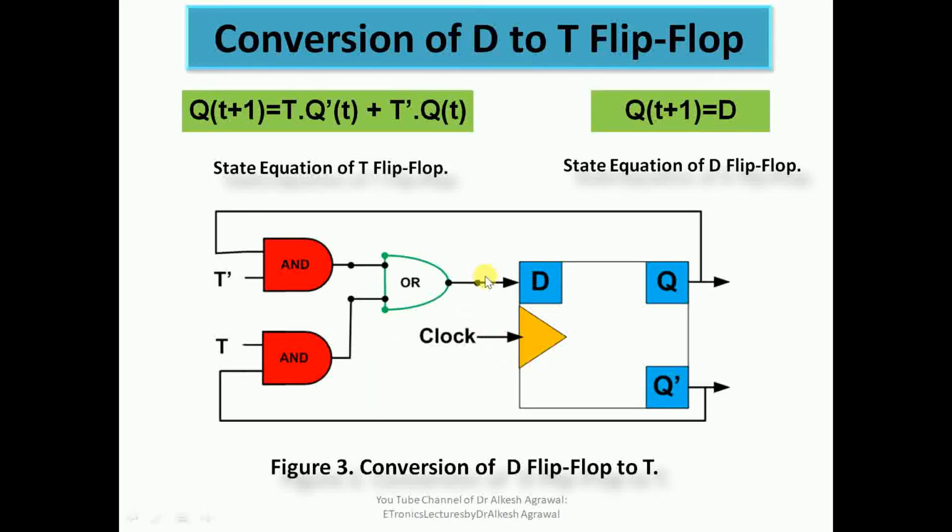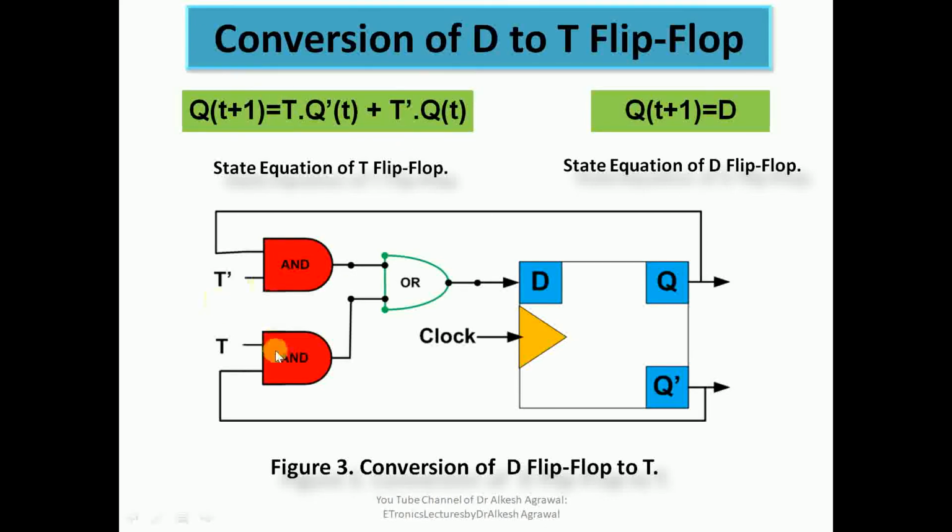So now another conversion is D flip-flop to T flip-flop. So again we see that the state equation of T flip-flop is T and Q complement(t) or T complement and Q(t), and the state equation of D is the same, Q(t+1) is equal to D. So again we also know that T is derived from JK, where J and K both are replaced by T. So here J is replaced by T and K is also replaced by T.